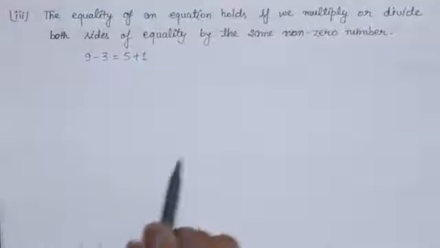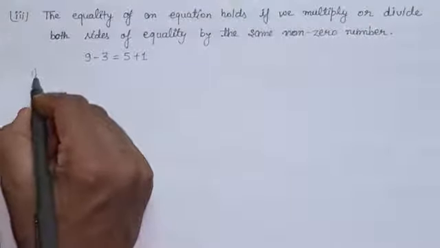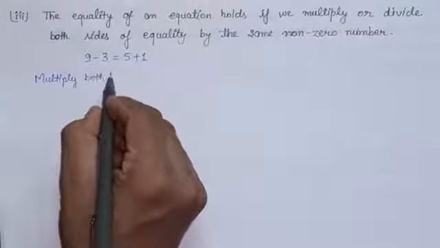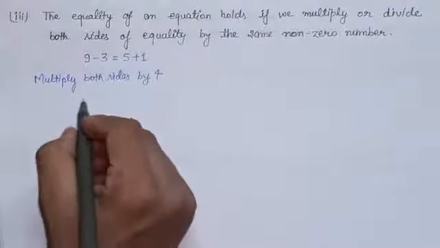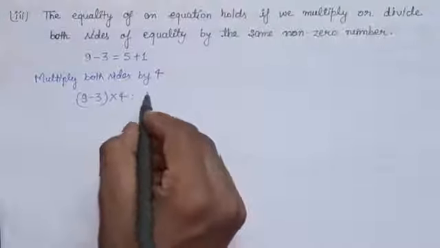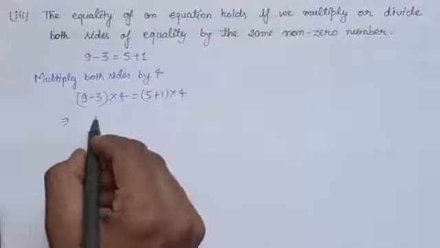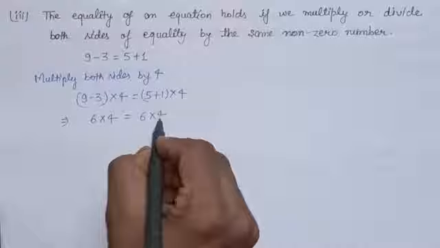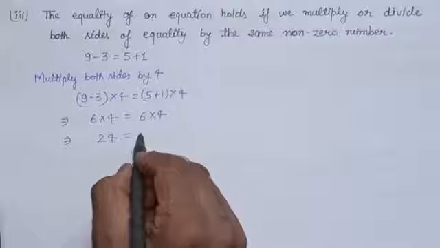Okay. Now we multiply both sides of this equation by the same number. So multiply both sides by 4. Let us see what happens. Here we can write (9 minus 3) into 4 equals (5 plus 1) into 4. You know that 9 minus 3 is 6, so we have 6 into 4 equals 5 plus 1, which is 6, into 4. So 6 into 4 is 24, equal to 6 into 4, 24.